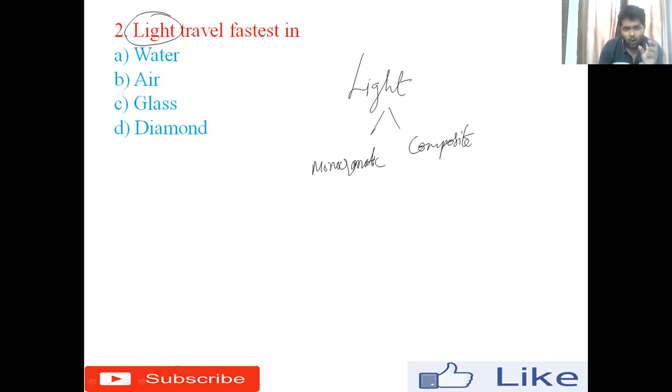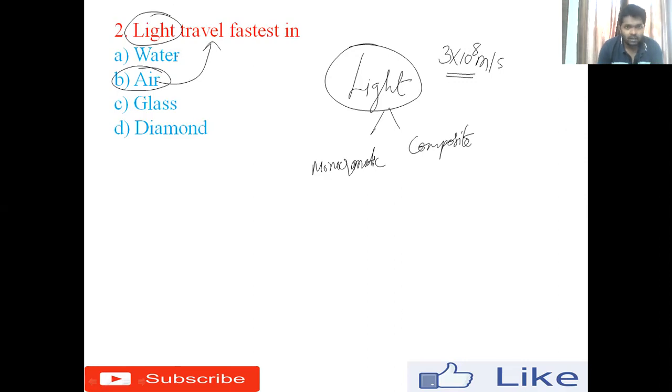Now come to the options, and we should remember light is the only thing in nature which can travel faster than anything. The speed of light can be taken as 3 into 10 to the power 8 meter per second. This is the speed of light in air or vacuum. Here they have given option A water, option B air, option C glass, option D diamond. So light will travel fastest in air. So the right answer for this question is option B.